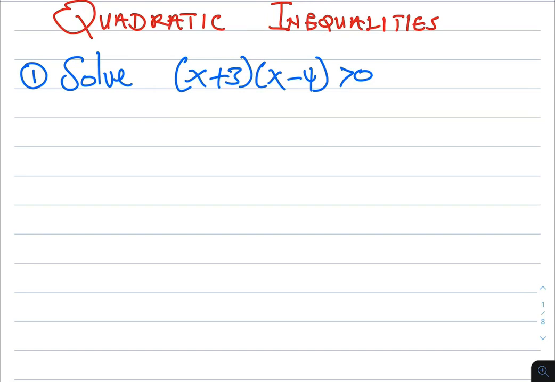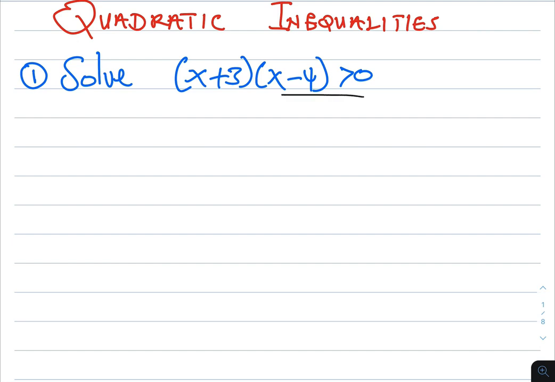Welcome everyone to our lesson on quadratic inequalities. Today I'm going to show you the best possible way to solve all your quadratic inequalities. So stay tuned, pick up your pencil and paper, and let's work this through.